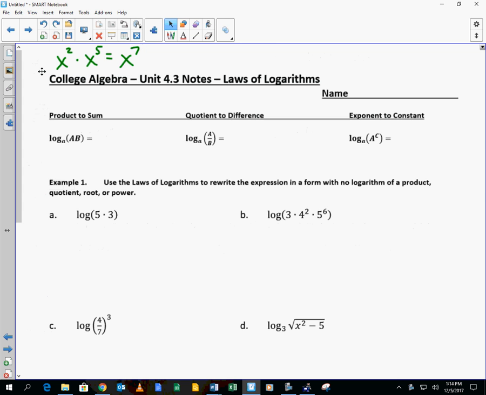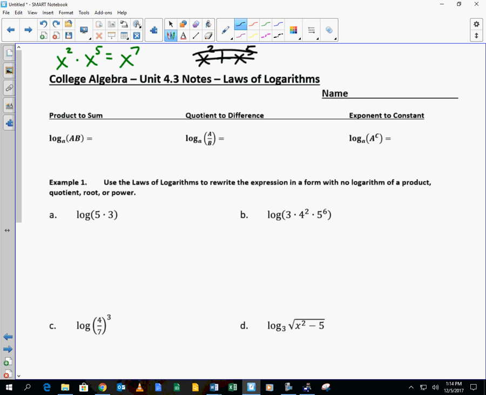Does everybody agree that x squared times x to the 5th is x to the 7th? Okay? Because when you're multiplying two things that have the same base, what do you do to the exponents? You add them. If you went x squared plus x to the 5th, those are not like terms, so we can't add them, right? So good question.